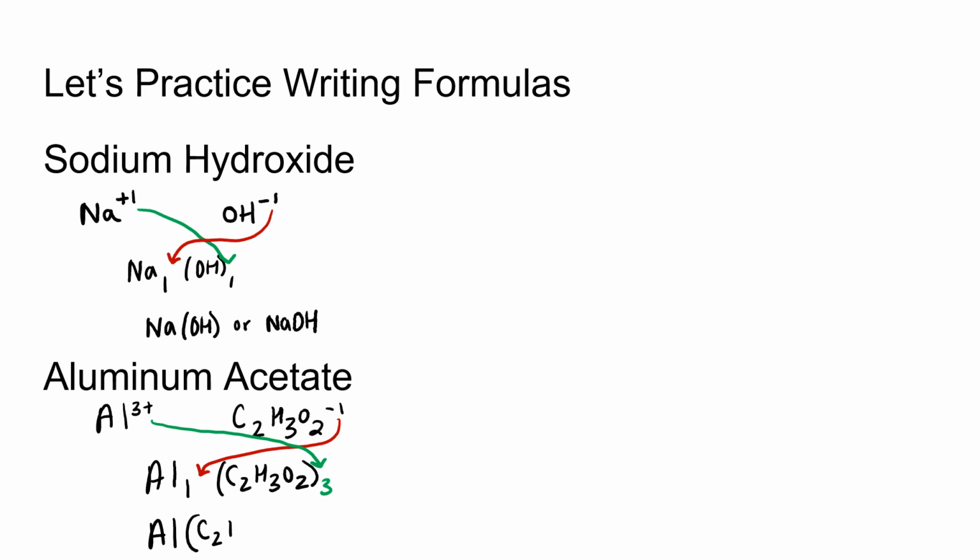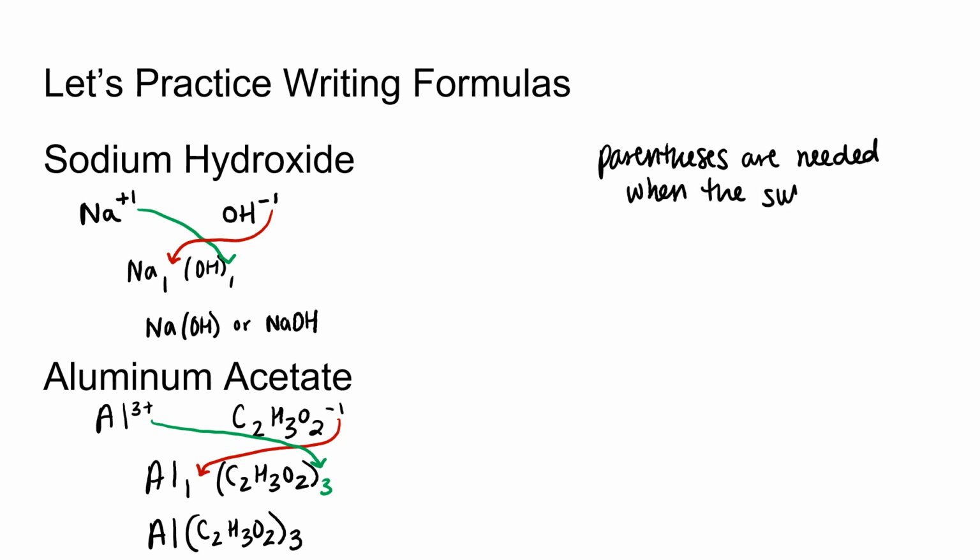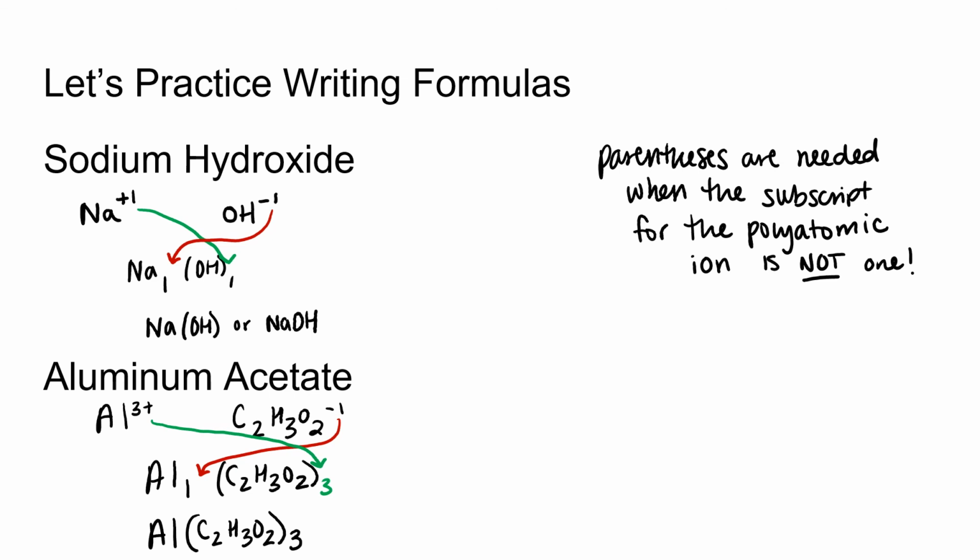And then lastly, when we combine them together, our final formula would be Al, and then in parentheses, C2H3O2, 3. So since we need more than 1 of the polyatomic ions, we need to have parentheses around the poly. So parentheses are needed when the subscript for the polyatomic ion is not 1.